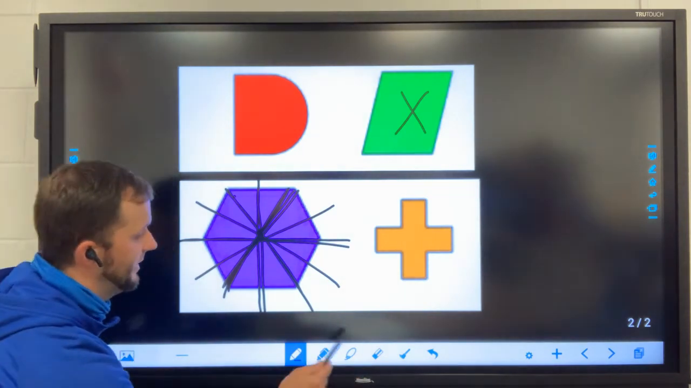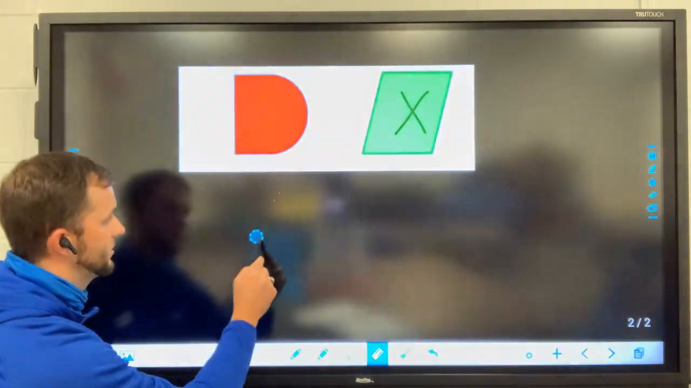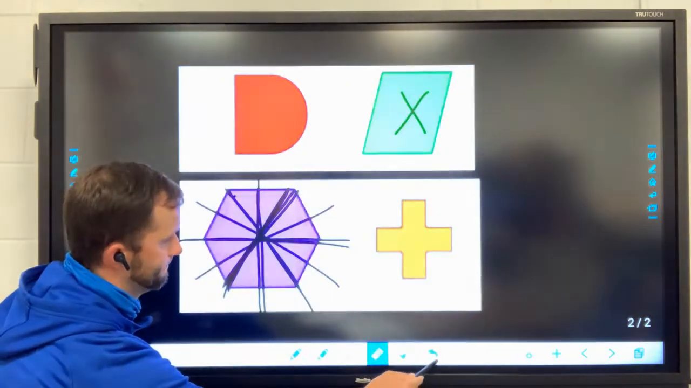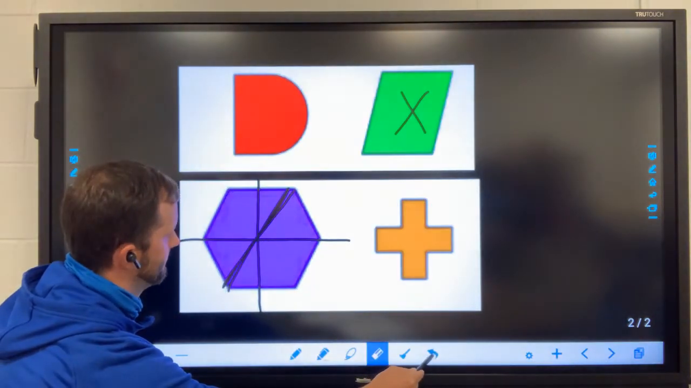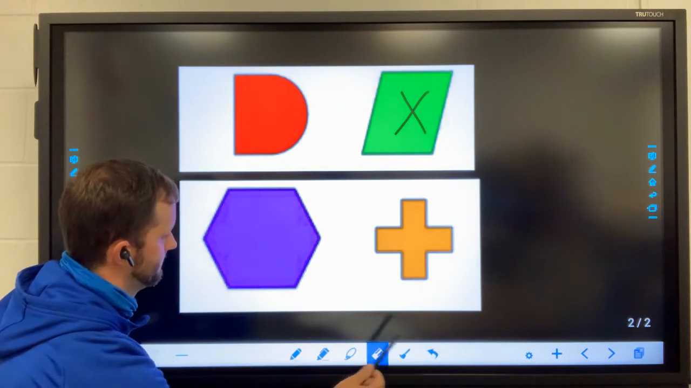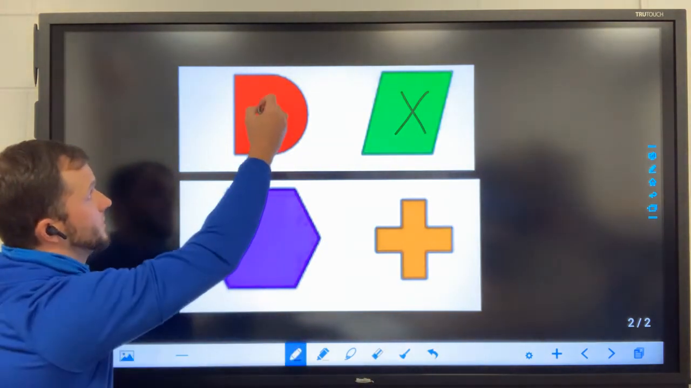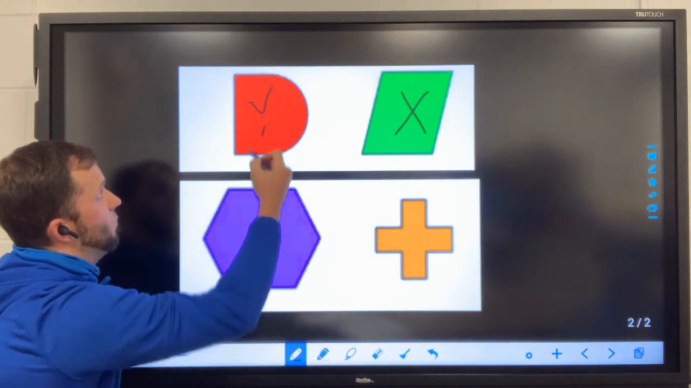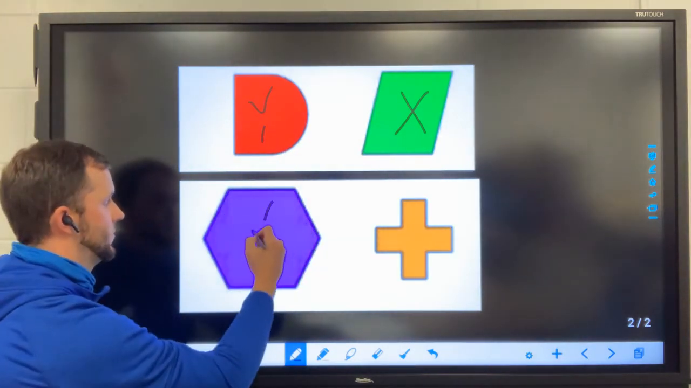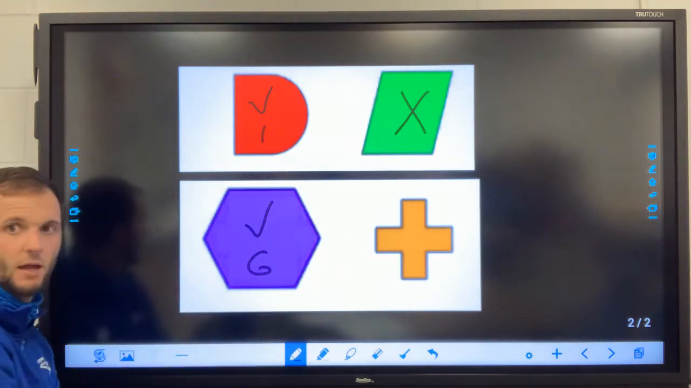And with that being said, with the reflectional symmetry here, this one did and it had 1, this one didn't, this one did and it has 6, okay?